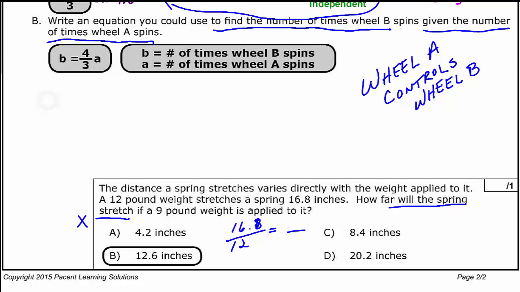That's the x. So since the stretch was on top, 16.8, there's my x. If a 9-pound weight is applied, there is the last part of my proportion. And when you cross multiply and divide by the coefficient, you get 12.6. So there is something to review before you take the week 14 test. Come back even before you take the week 15 test.